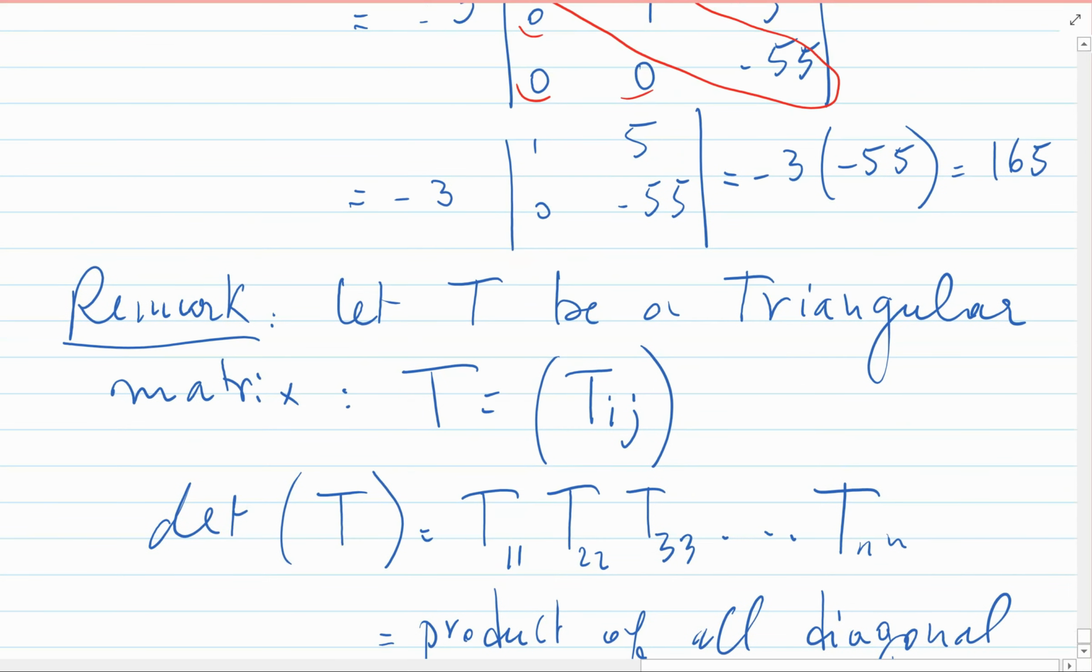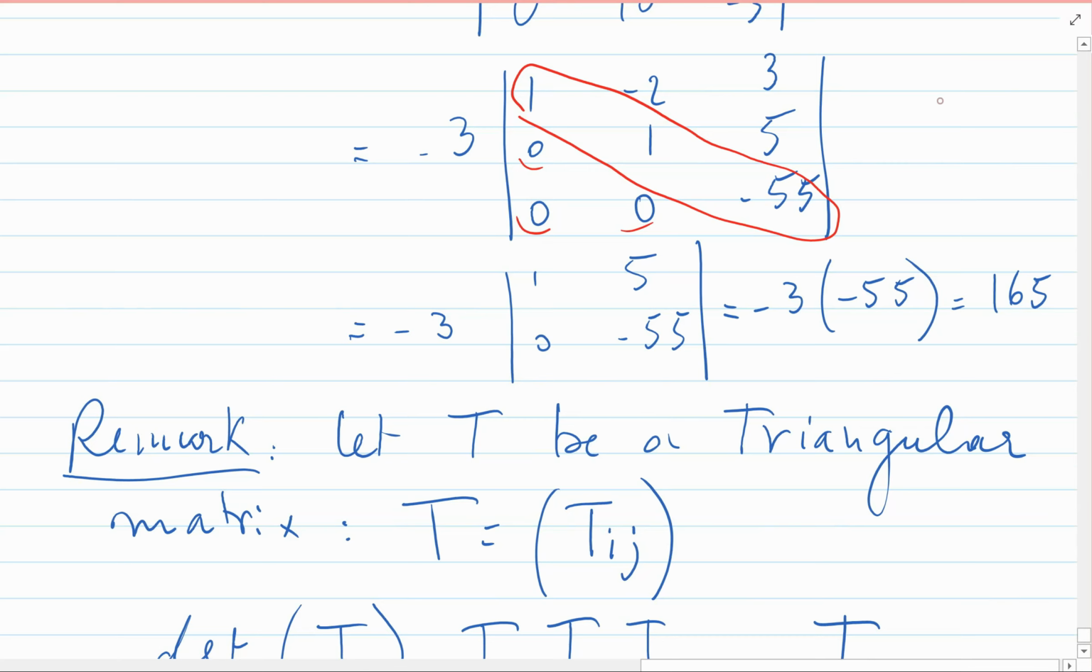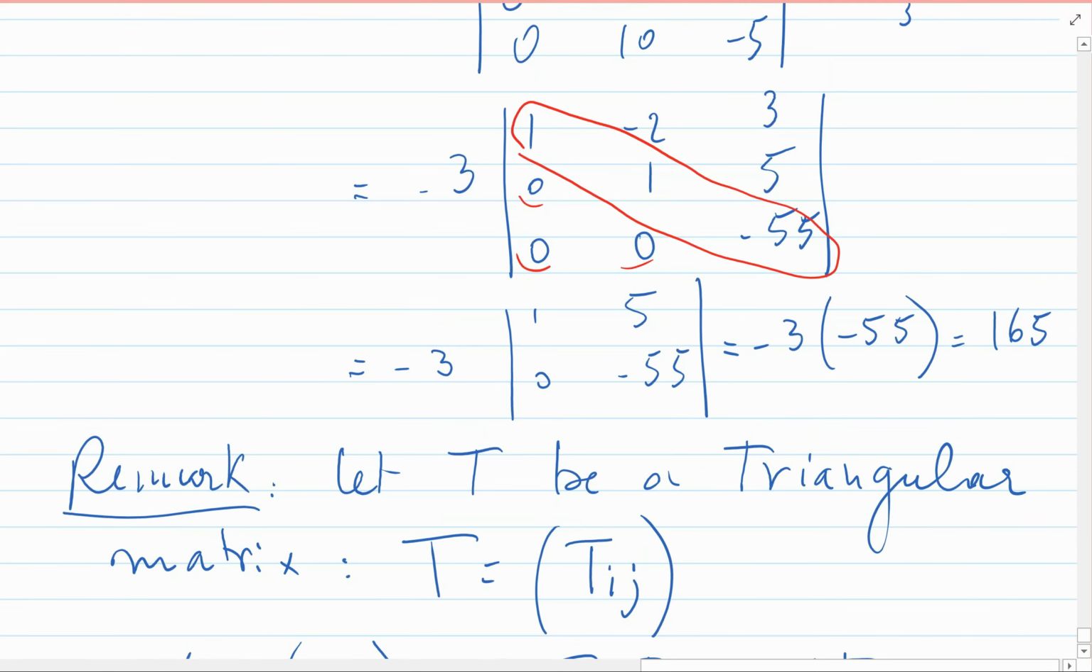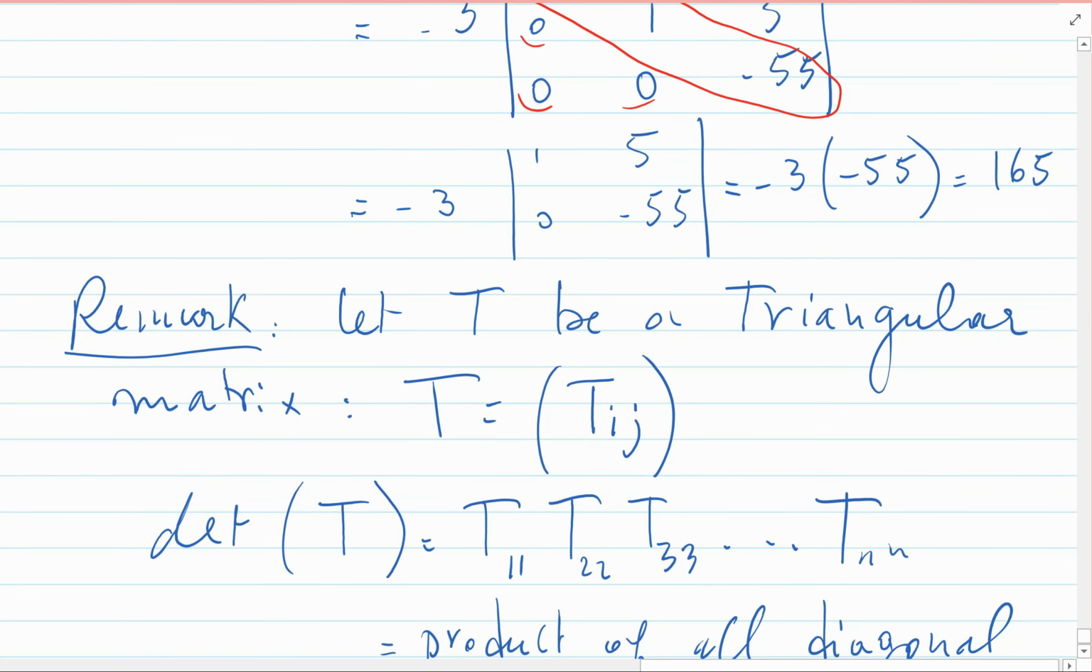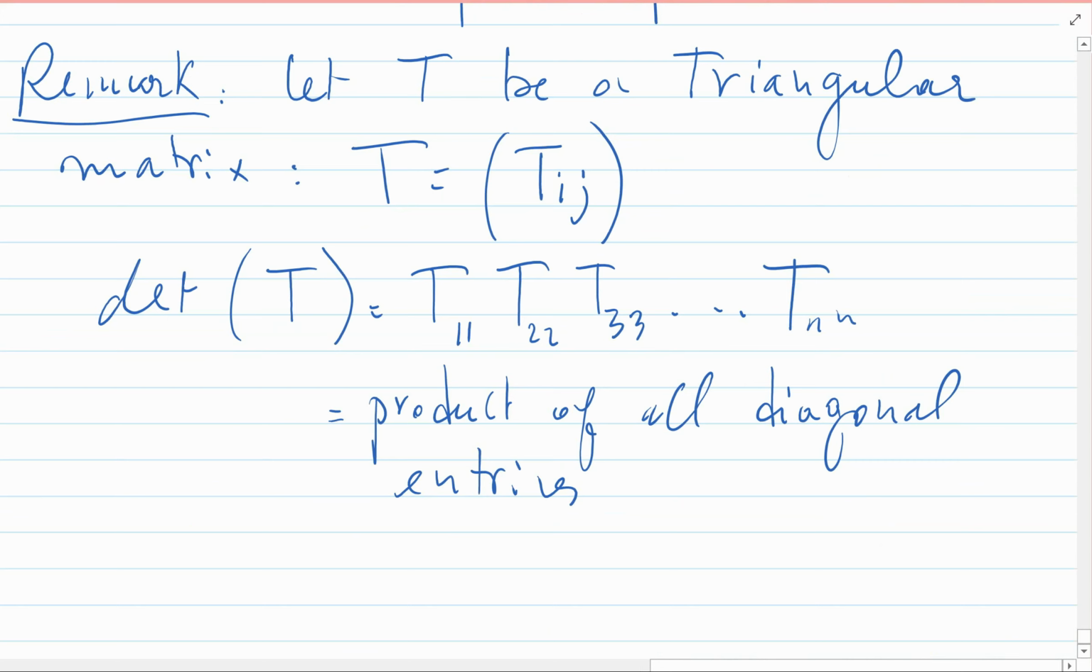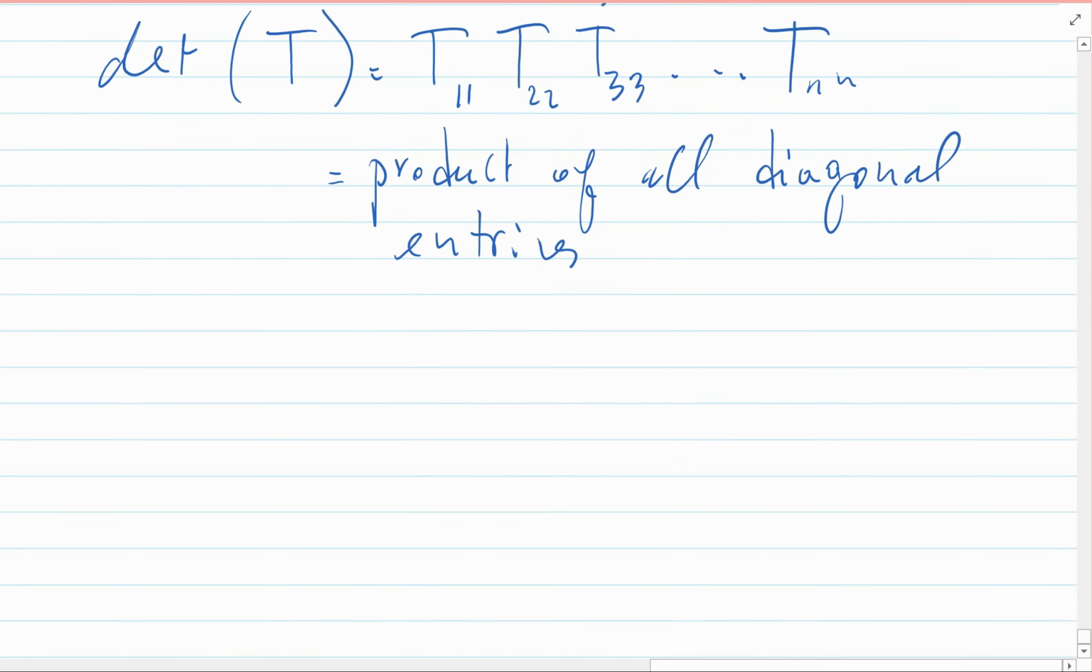So if you go here, we could have done minus 3 times 1 times 1 times minus 55. We could have stopped there instead of any cofactor expansion and so on and so forth. So this gives me this. And of course, in particular, if you have a diagonal matrix, then the determinant of a diagonal matrix is just the product of the elements of the diagonal because it's also triangular. It's upper and lower triangular. Next example. Let us do an example.